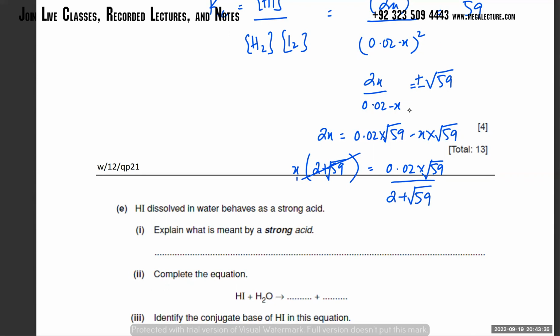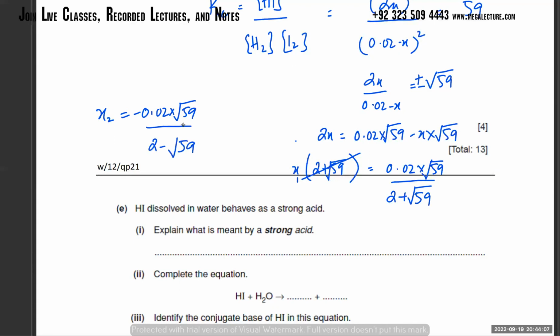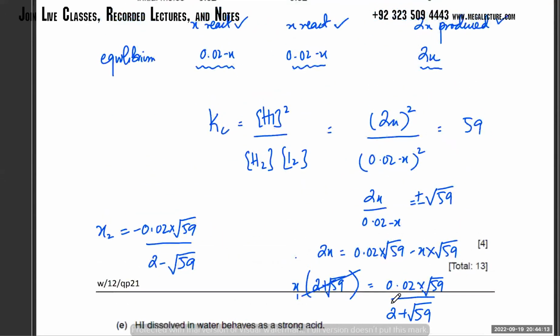Now remember, that's the first value, x1. The second value would be exactly the same, but with minus 59 under root. So on top, that will become minus 0.02 times 59 under root, and at the bottom it's going to be 2 minus 59 under root. So is this clear? These दोनों चीजें clear? Tell me the value. What do you get for this?